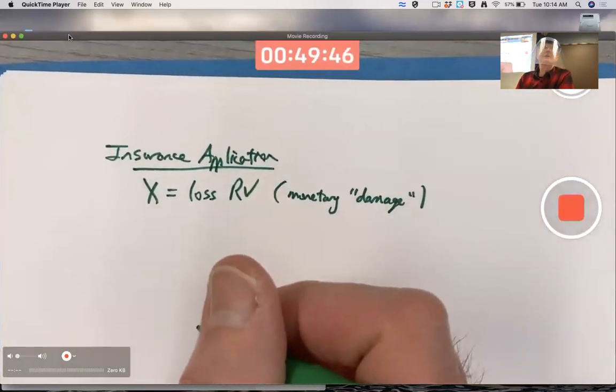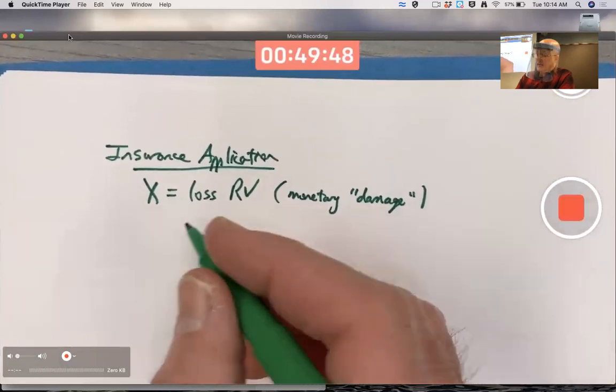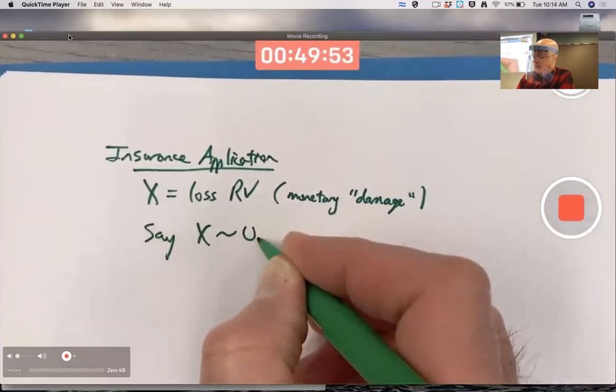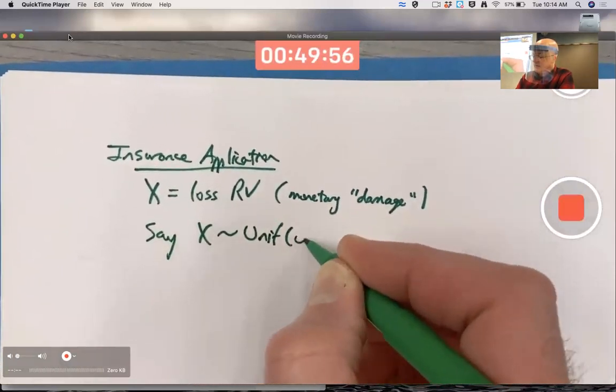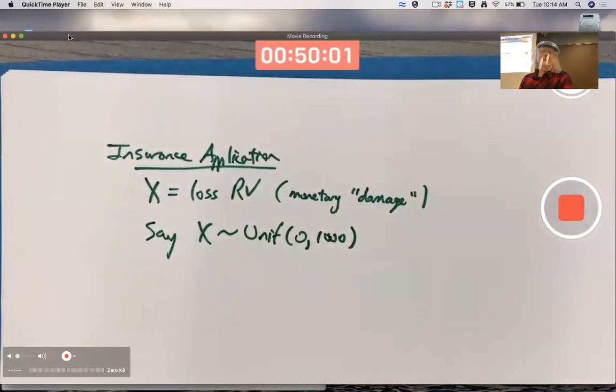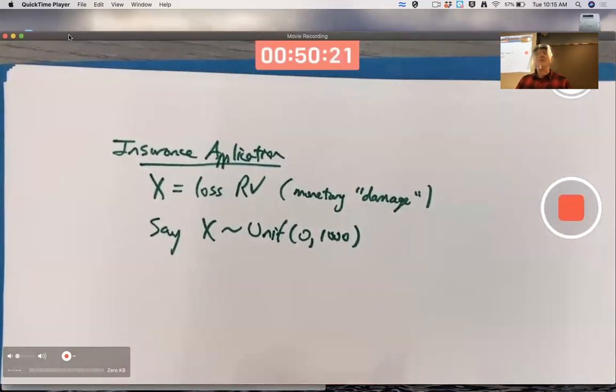And let's just make it specific here. Let's say X is uniform on the interval from 0 to 1,000, just to pick something specific. There's lots of different assumptions I could make about X based on the situation, different models for different situations. Maybe a better model would be an exponential model. Maybe a normal model. Let's say it's uniform.